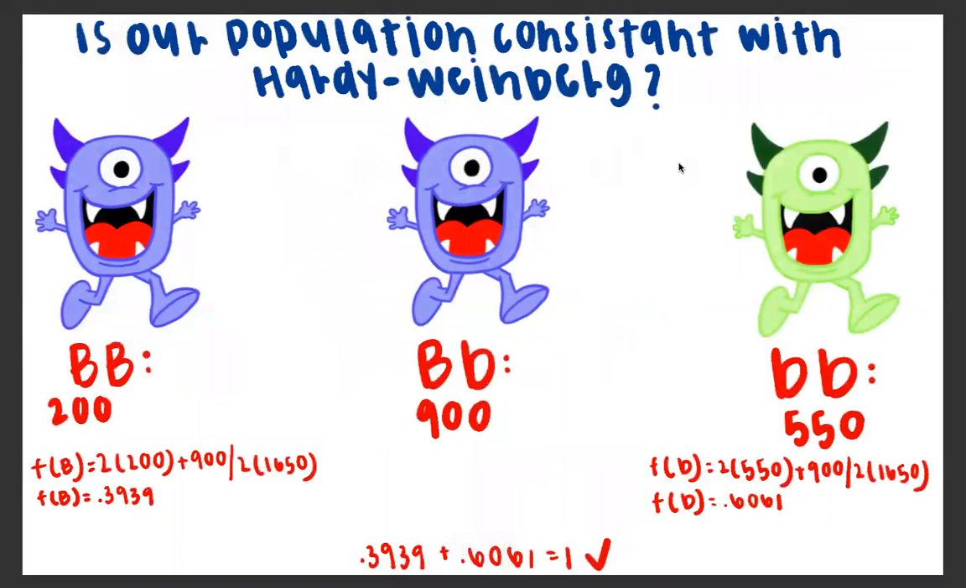Is our population consistent with the Hardy-Weinberg? To find out, we need to find the frequencies of our big B and little b alleles. Our equation for the frequencies is f big B equals 2 times the big B plus big B divided by 2 times the total. And our equation for the little b is either the same, substituting the little b in for the first part, or you can just take 1 minus the frequency of the big B allele. Our frequency for the big B allele is 0.3940, and our little b frequency is 0.6061. If we add those numbers together, we should get 1.